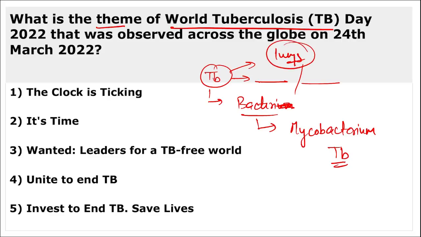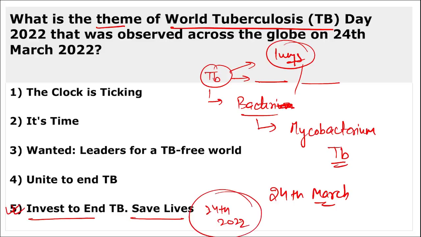So recently, what is the theme of World Tuberculosis Day that was observed on 24th of March? The theme is being asked here. So the theme for World Tuberculosis Day is: Invest to end TB, save lives. Invest to end TB, save lives. This is the theme for 24th of March 2022, the day that is observed as World Tuberculosis Day. All right. Then moving on.